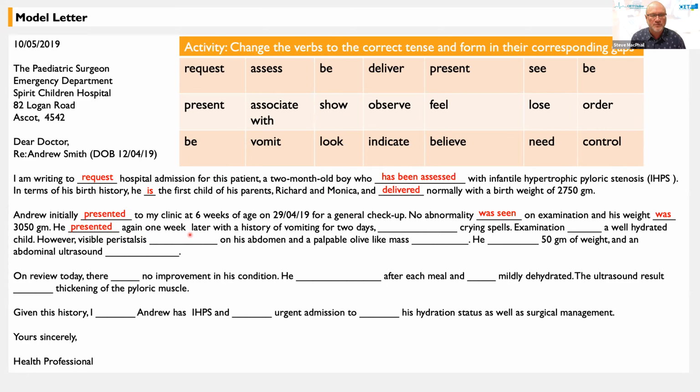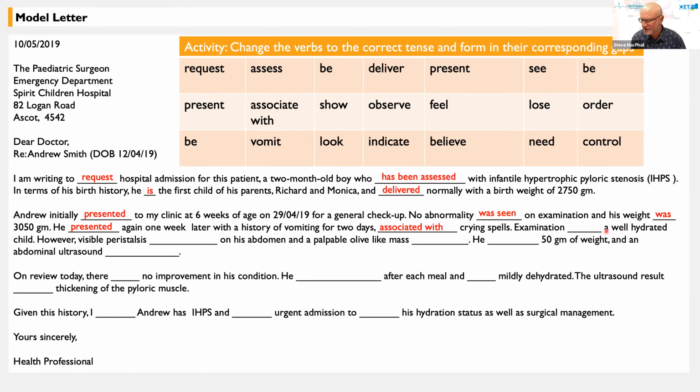He presented again 1 week later with a history of vomiting. We saw that from the image for 2 days. Something crying spells. You've got this word associate with. So we want to change that to a past tense. How are we going to do that? Associate with is the plain form. We've got to change the word form. Thank you, Patet. Associated with crying spells. Okay, now we're going to talk about the examination findings.